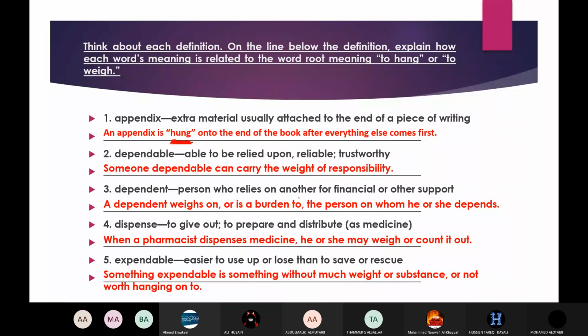So something that is expendable is something without much weight or substance or not even worth hanging on to, meaning that you can replace it very easily.